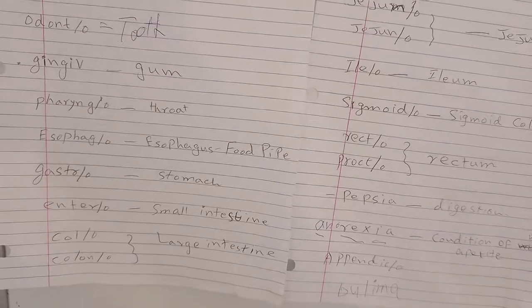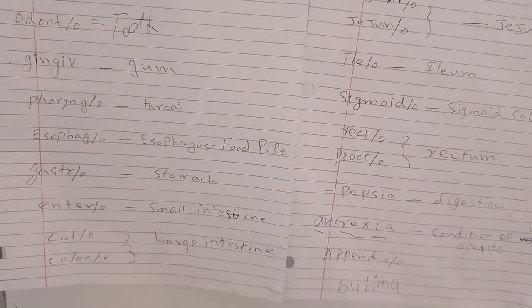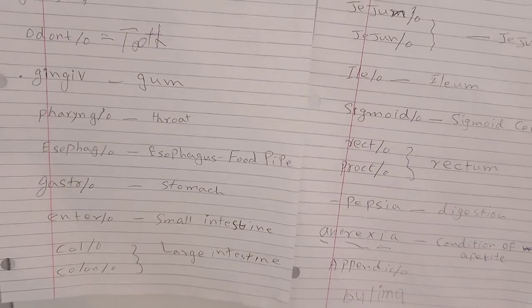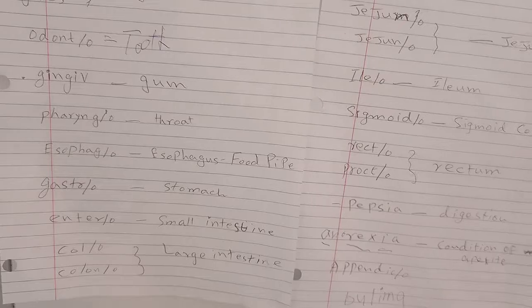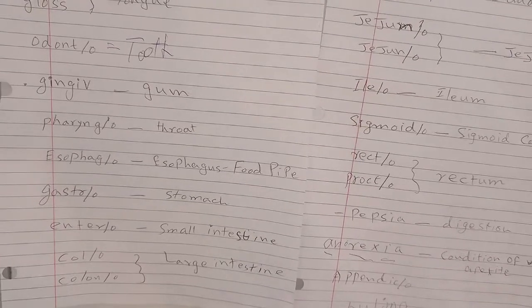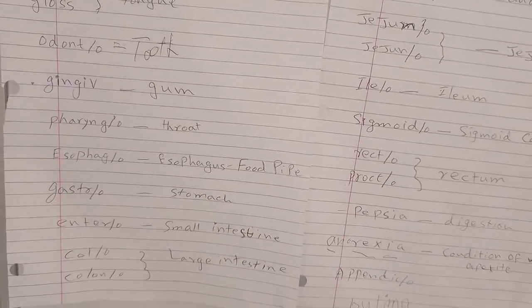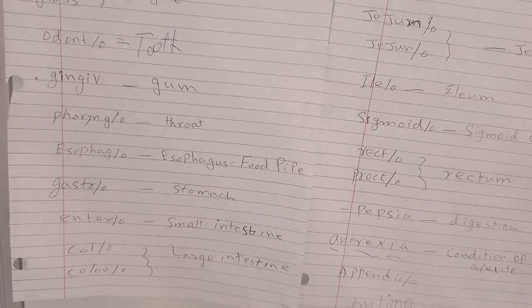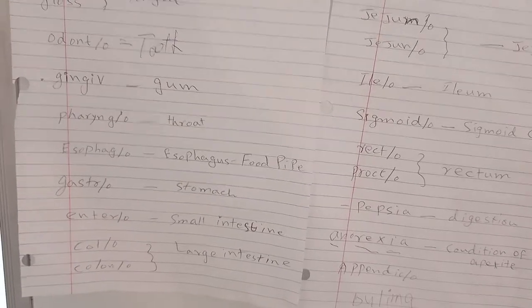From the tongue we go to pharynx. Pharynx, the word root is pharynge. I told you the medical terms are always made from the word root, never from the English meaning. So pharyngitis, pharyngectomy, pharyngoplegia. Pharyngoplegia occurs during hemiplegia. The muscle of the throat can be affected.